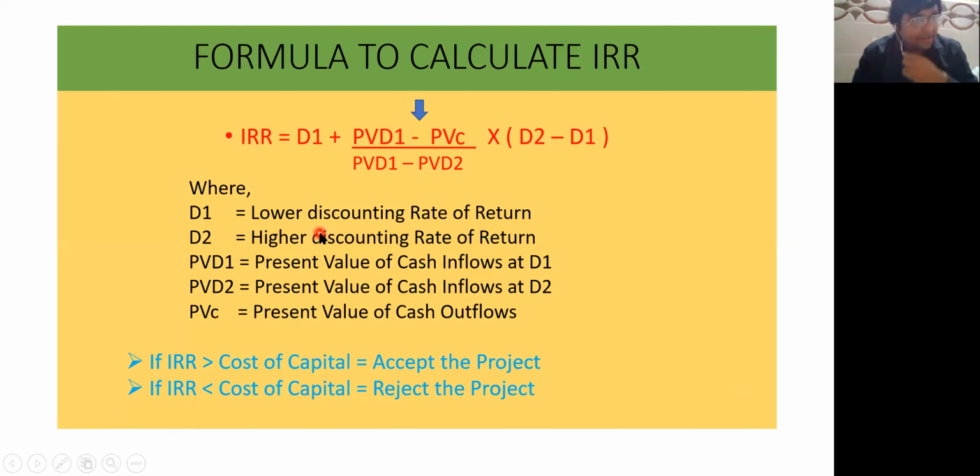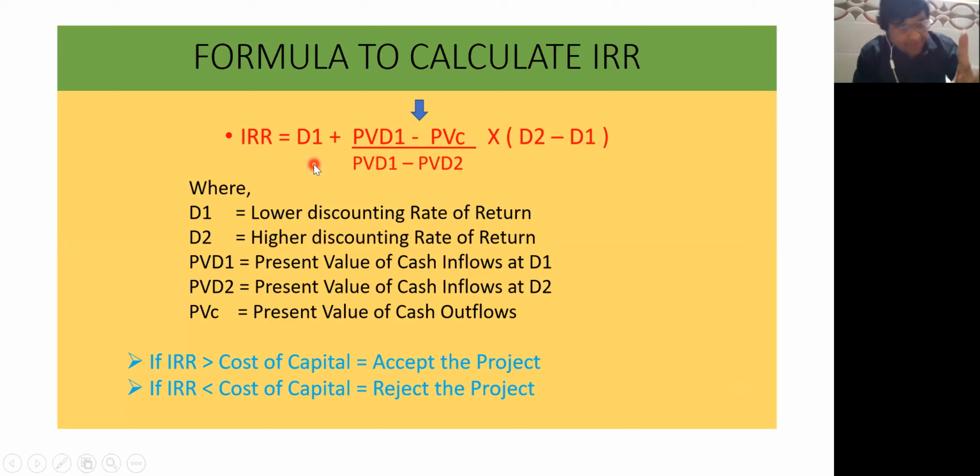Clear? Now everyone can put their attendance in the chat box. Come on, fast. Put your attendance. And also listen here. Fast. Now, what is the formula to calculate IRR?